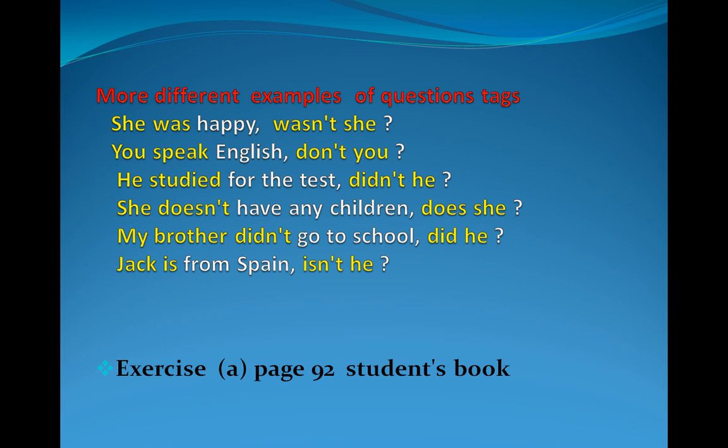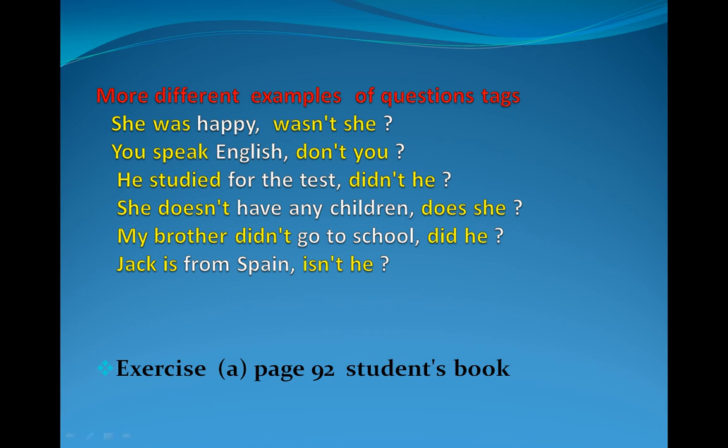Jack is from Spain. Isn't he? So, like we said before, the idea behind using the question tag is to be sure to confirm what we said before in the first sentence. For example, Jack is from Spain. So I think that Jack is from Spain, but I want to be sure, so I use the question tag. Isn't he?